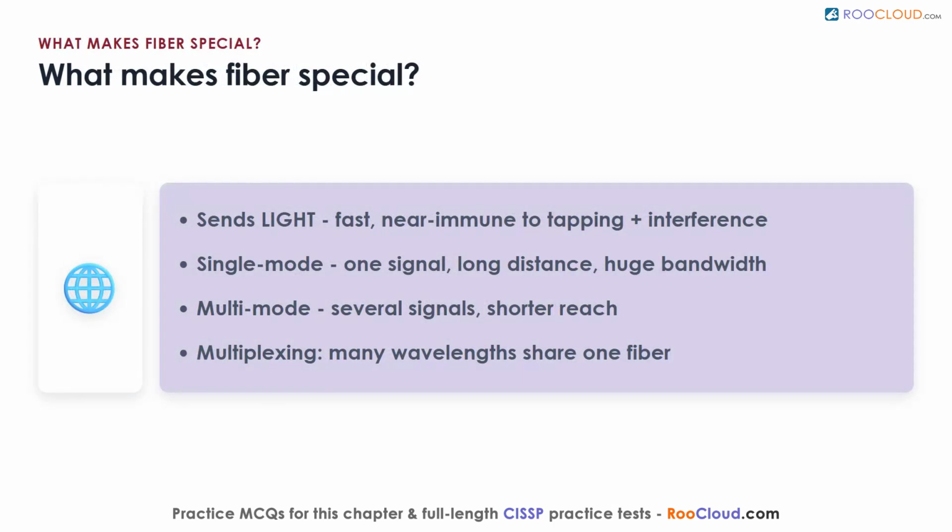What makes fiber optic cable special? It sends light instead of electricity. That gives it remarkable speed and makes it nearly immune to tapping and interference. A real security advantage, and its cost premium has shrunk over time.